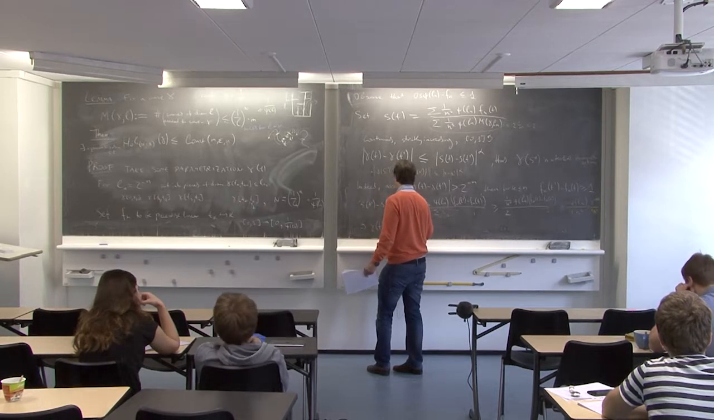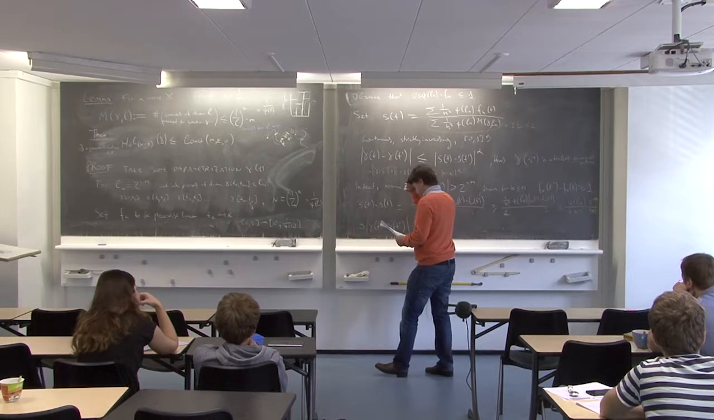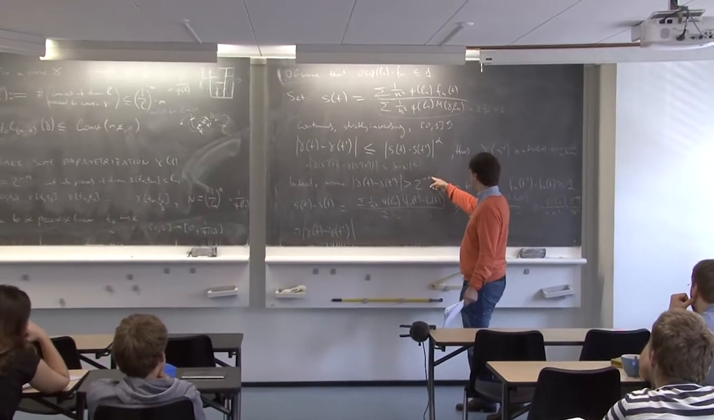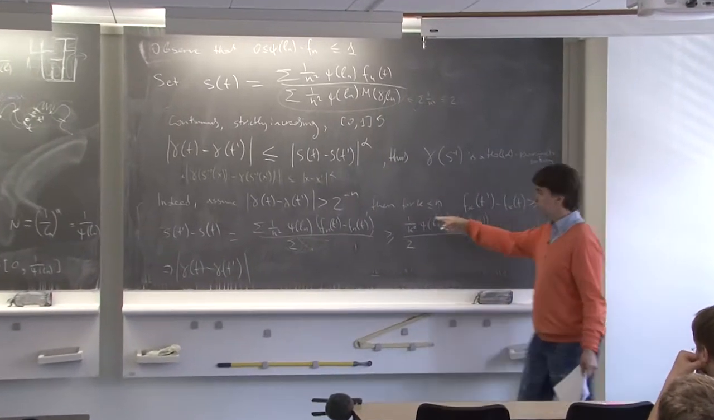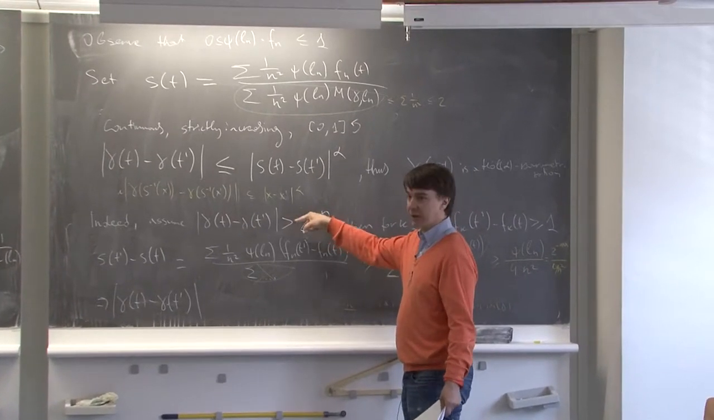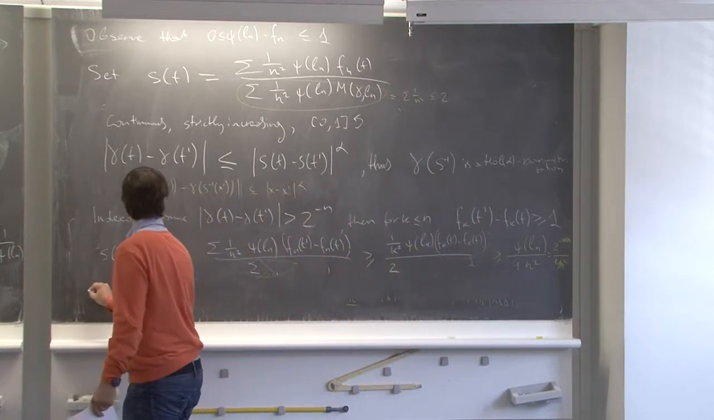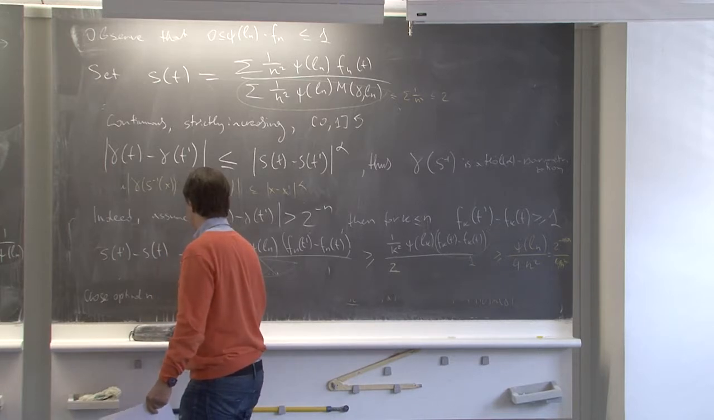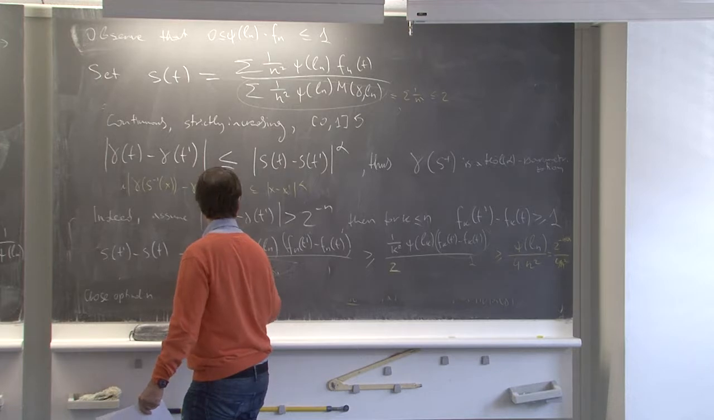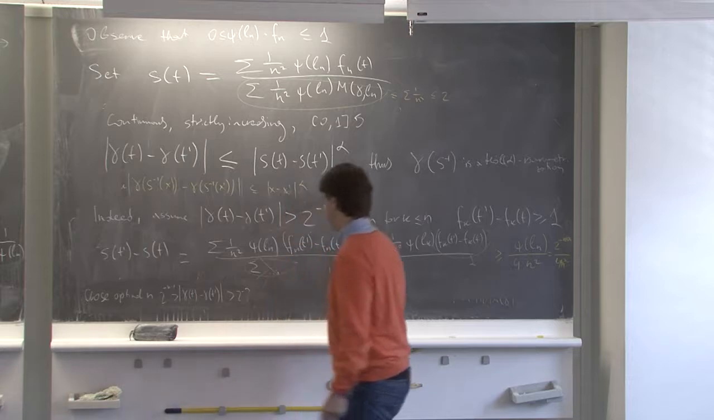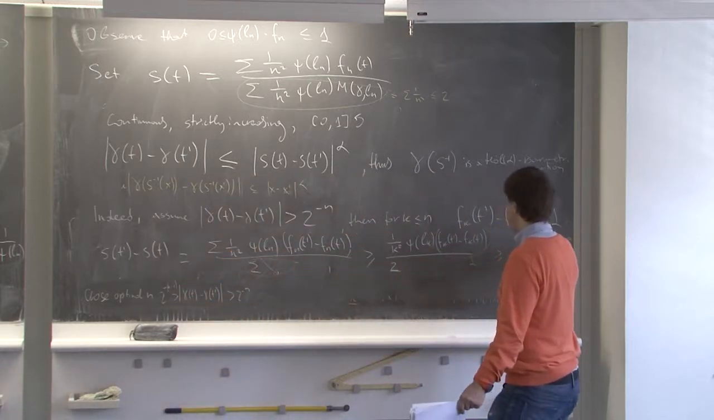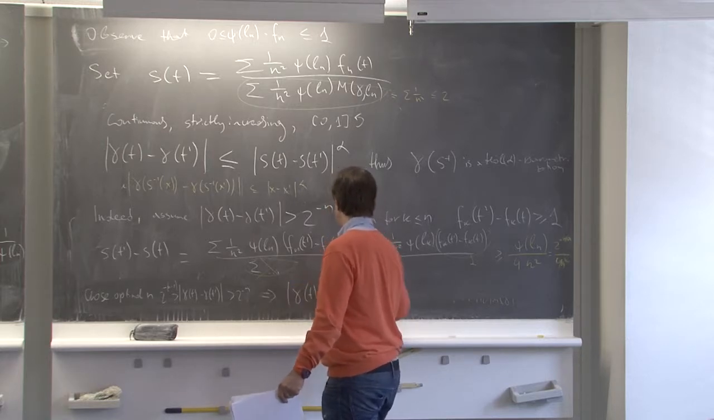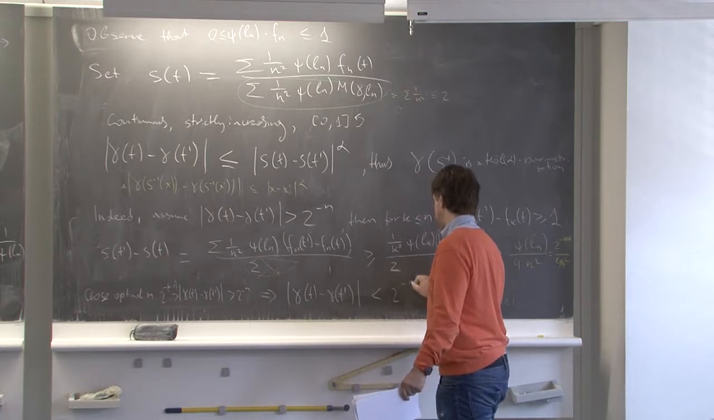So what we get as a result is that gamma t minus gamma t prime is, so we assumed that it is 2 to the minus n, then the difference of s is this. Now we choose n such that they are basically comparable. So let's choose here optimal n, so that this difference, we do this calculation, we get this estimate, and we get that gamma t minus gamma t prime is at most 2 to the power minus n minus 1.